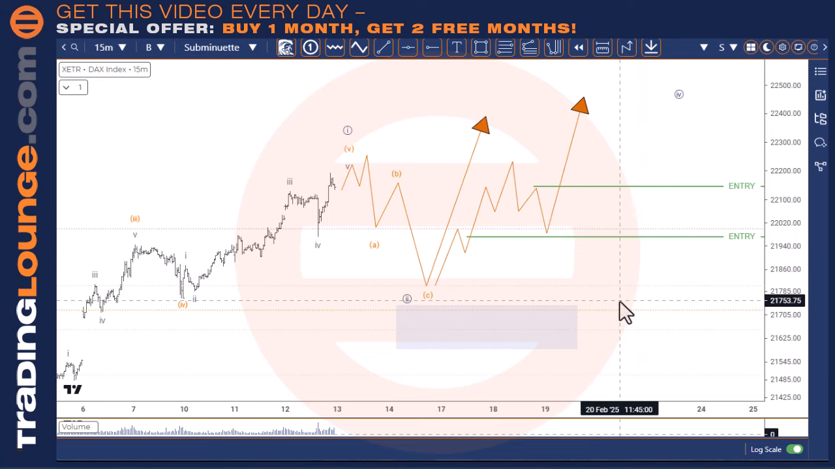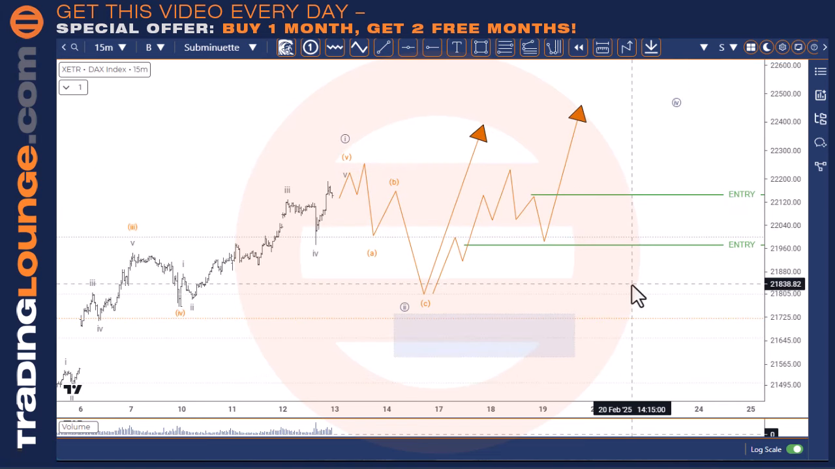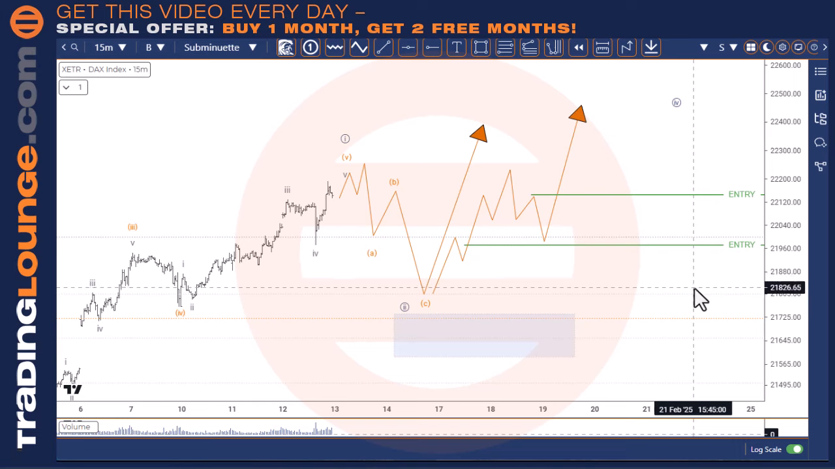But I'm not trading this market, by the way. I'm a bit busy with TradingLounge at the moment, so I haven't been doing much trading. I just keep shoving money into BTC.